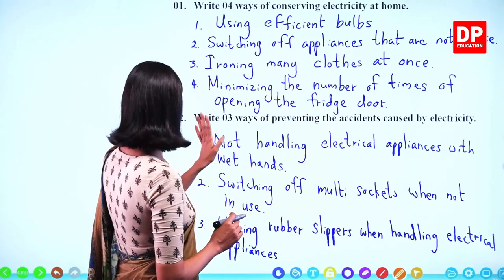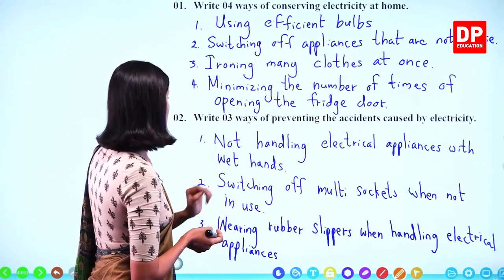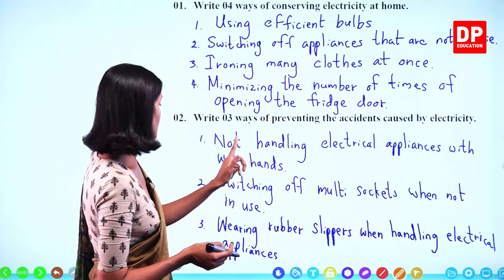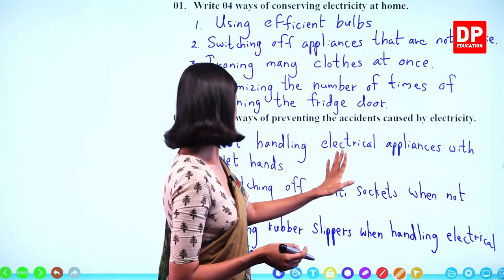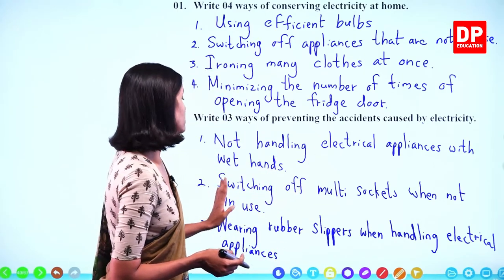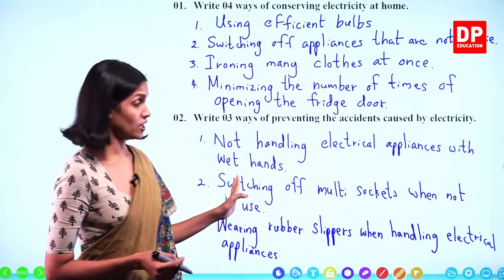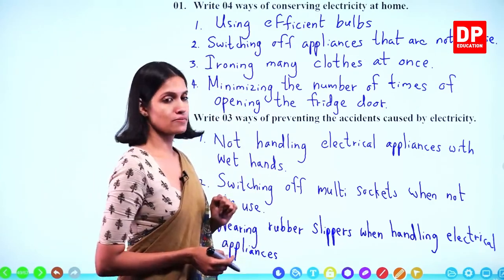Right? Yeah, we've been asked to write three ways. Not handling electrical appliances with wet hands. Right? Switching off multi-sockets when not in use. Wearing rubber slippers when handling electrical appliances. Okay, we'll move on to the next.